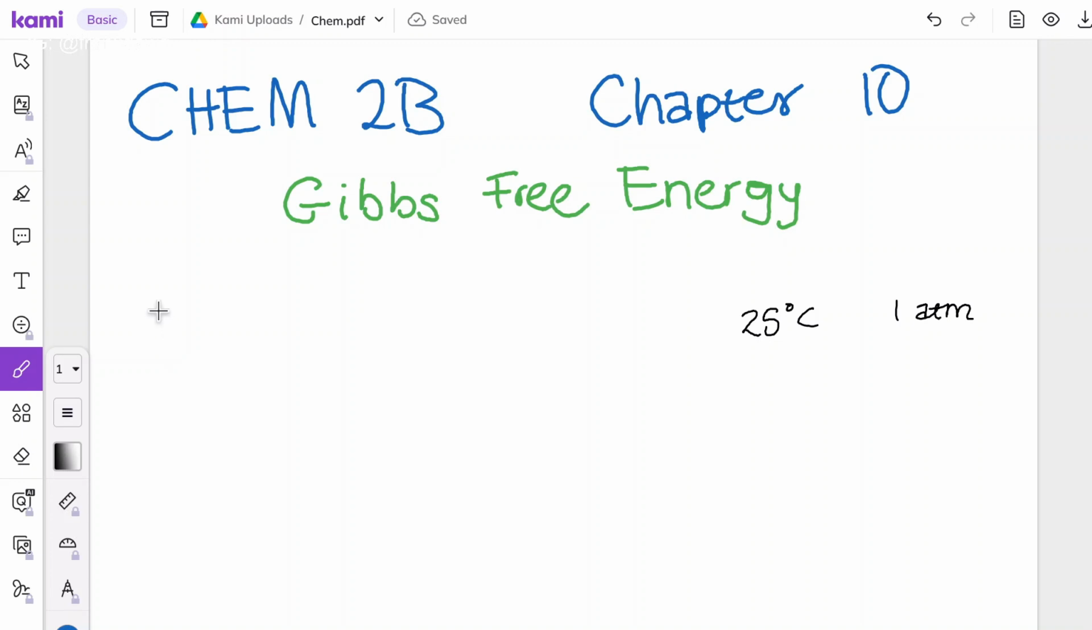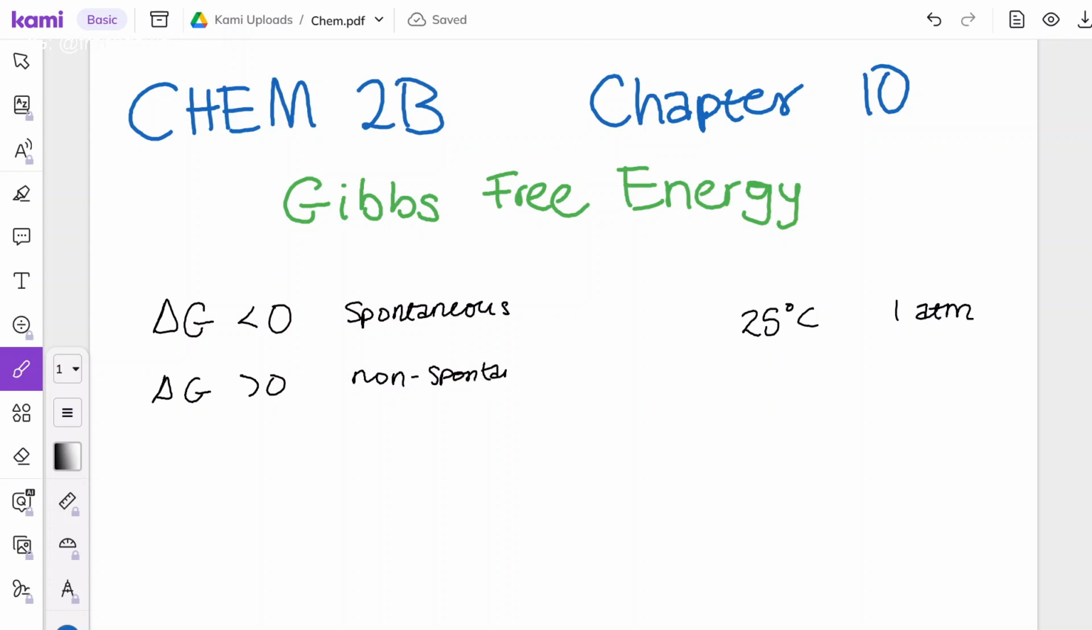One thing to note is that when the change in Gibbs free energy, delta G, is less than 0, it means that the reaction is spontaneous. And when it's greater than 0, it means that the reaction is non-spontaneous. Then you're probably thinking, what if it's equal to 0? When delta G is equal to 0, we call that equilibrium, which is a common term that you've probably used in another chem class.